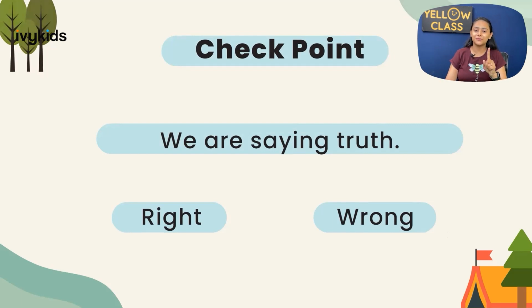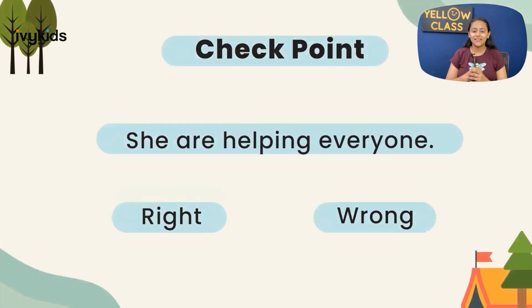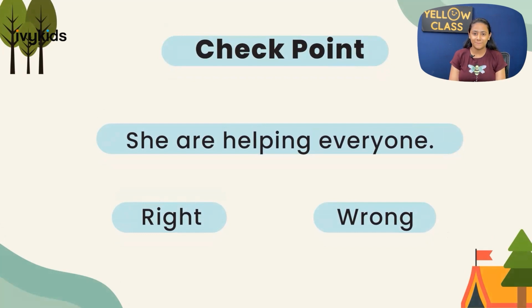One more question, everybody. She are helping everyone. Right or wrong? R or W? Yes, everybody. Okay, R or W? Right or wrong? She are helping everyone. Okay. Yes, option number R. It's a right sentence.